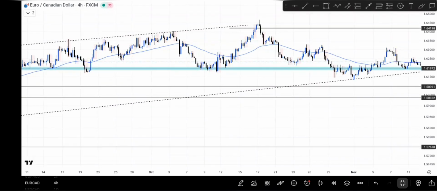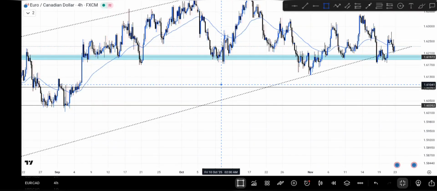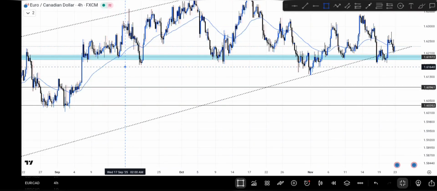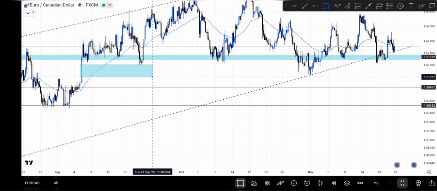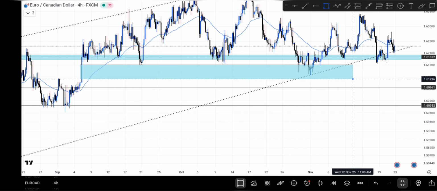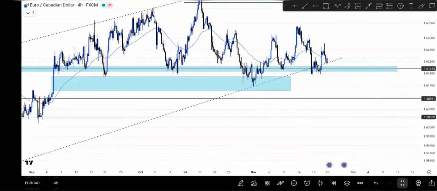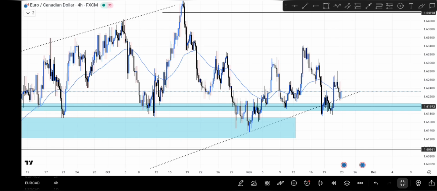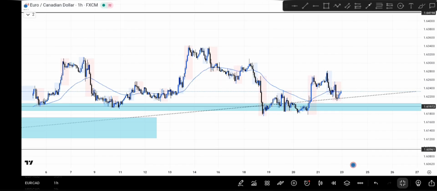So what I did after I saw this, understand? You can also see that there's a fair value gap at this point. Considering the fair value gap and the trend line support, it was meant to be a reversal. So at that point, I went to the 1 hour time frame.